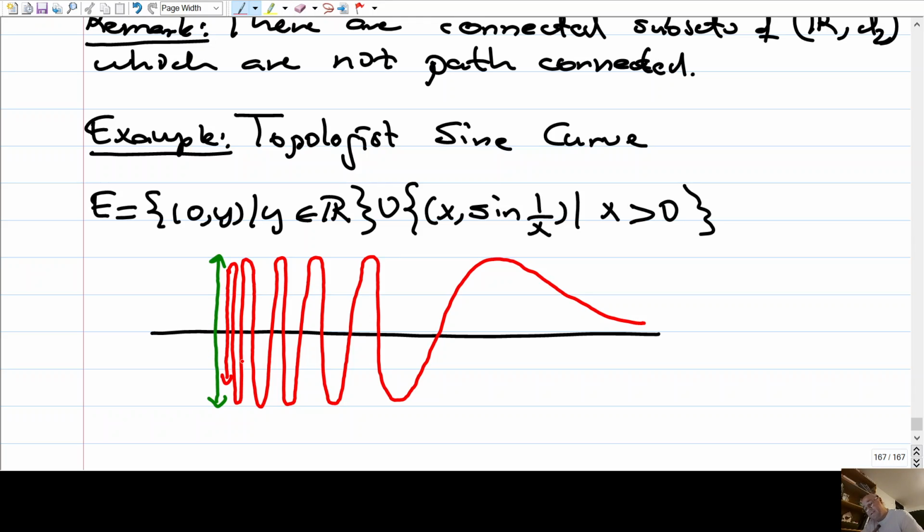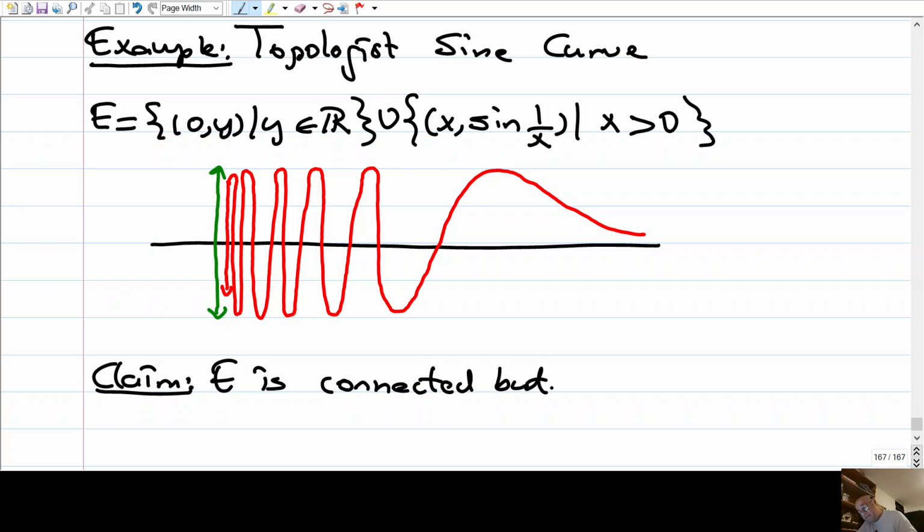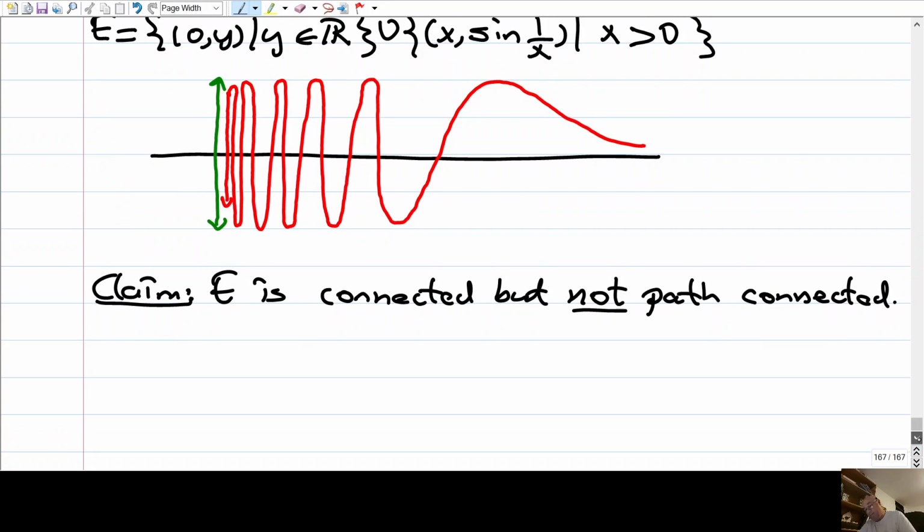Okay, let me prove this. Let me prove that E is connected but not path connected next time. And meanwhile you think about this. E is connected but not path connected. Okay, I'll do this next time.